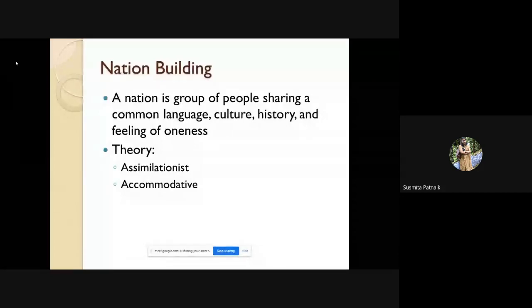So one history, one culture, one language, and the most important thing is the feeling of oneness. What do you mean by the feeling of oneness? Everyone thinks that we are the sons and daughters of one mother. That is called India. If there is a problem at the border, it means there will be a problem in every corner of India. Suppose an India-China war challenge.